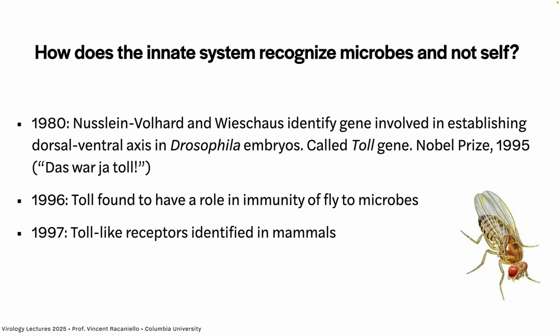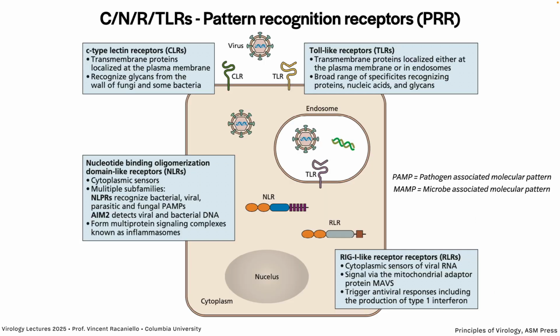In 1996, they found that in flies, this plays some role in immunity also. So it's a developmental gene, but also immunity. And in 1997, homologs or orthologs of the gene were found in mammals. And so that's how we discovered the sensors of the innate immune system, through this fly gene. And today we know many, many sensors. So that was a toll-like receptor, but there are a whole bunch of others, and they're called pattern recognition receptors.